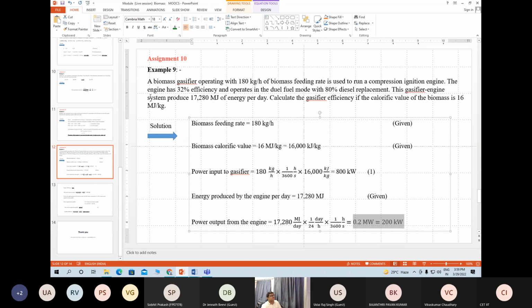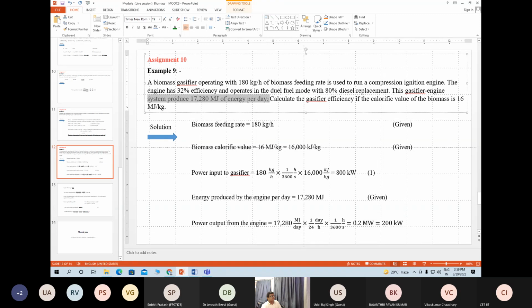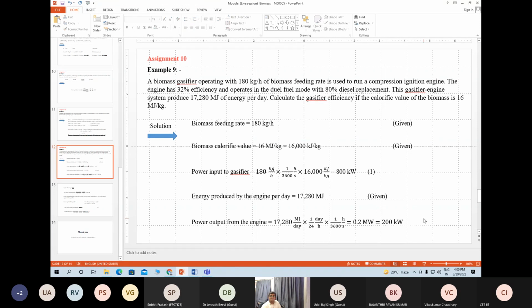The gasifier engine system produces this much energy per day. We are just converting this value into power in terms of kilowatt, so that we have uniform units across and can directly do the calculation at the end. So this is the power output from the engine.